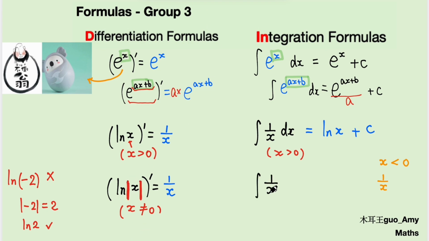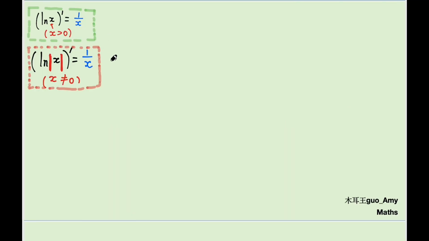Then similarly, by considering the inverse operation of differentiation, we will have the integral of 1 over x equal to ln absolute of x plus c. This formula is valid for all real numbers of x except 0. Now we are going to focus on these two formulas and try to show how we obtain them.